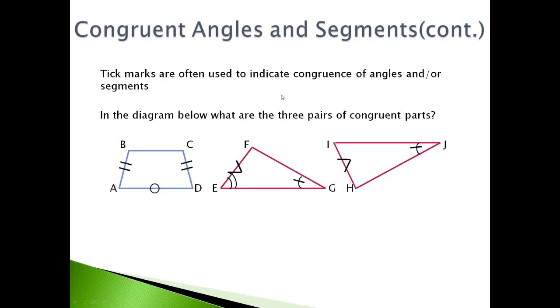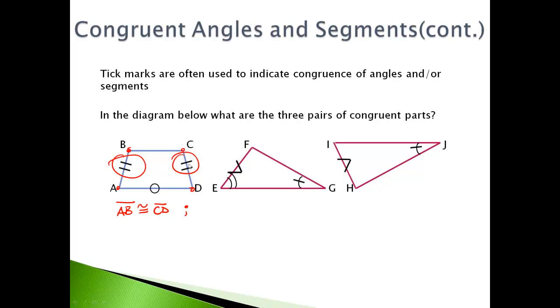Now, tick marks are often used to indicate congruence of angles and or segments. So in the diagram below, what are the three pairs of congruent parts? Well, I see two tick marks here. So segment AB and CD are congruent because they have the same tick mark. So I could say segment AB is congruent to segment CD. Let's see what else, because there are three pairs. So let's look for another circle. I don't see another circle.